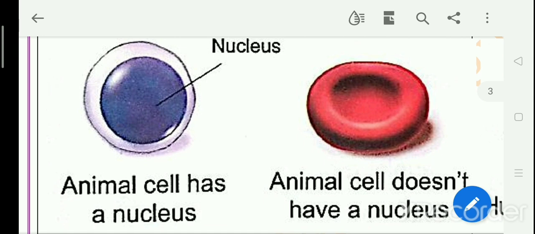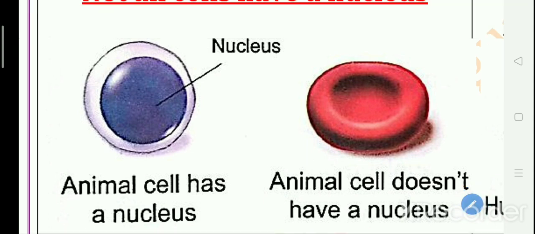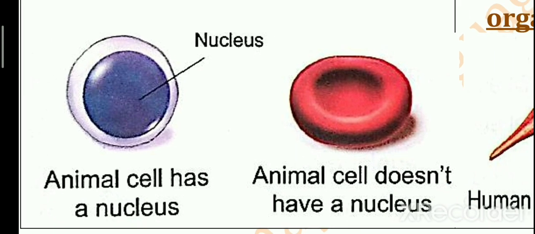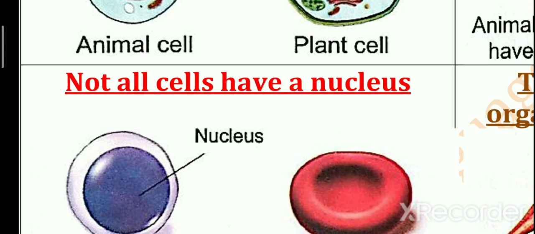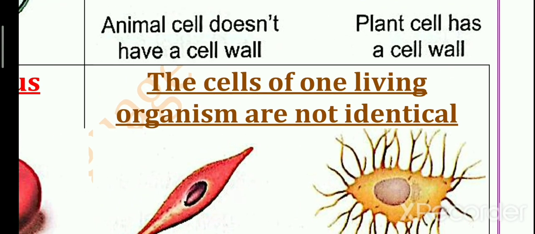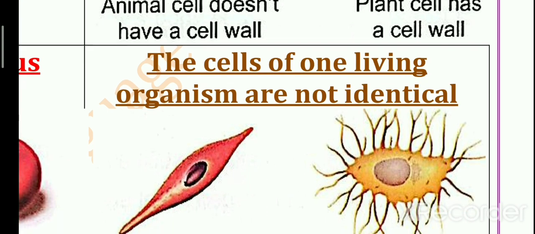Like red blood cells. The example isn't required, it's just extra information for you. Red blood cells are an animal cell that doesn't have a nucleus. So not all cells have a nucleus. The last one, the cells of one living organism are not identical. We want to understand this information.